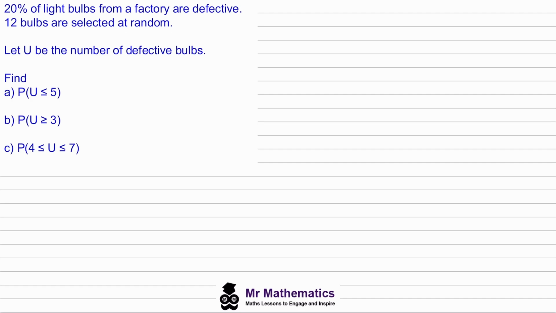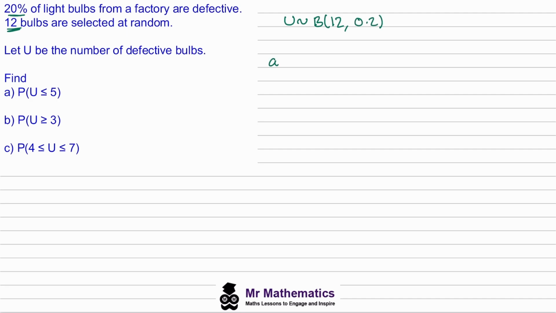So in our first question, we're told that 20% of light bulbs from a factory are defective, and 12 bulbs are selected at random. We're told to let U be the number of defective bulbs. Then we've been asked to work out each of these probabilities. So if we begin by defining our model, we'll say that U is distributed binomially with 12 trials and a probability of success of 0.2, which is this percentage here.